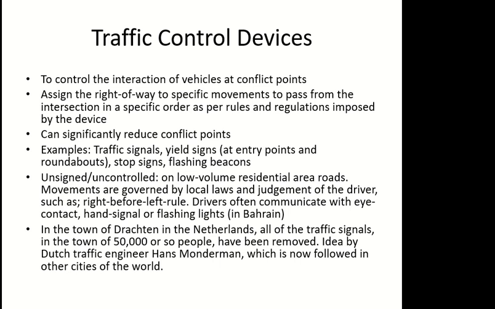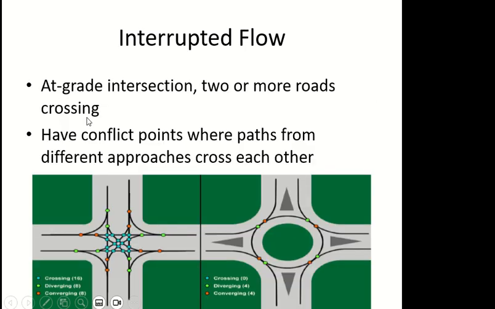So when you use a control device, obviously, as this one shows, the number of conflict points are reduced. It was 32 here, reduced to only 8. So it is only a quarter of the actual number of conflict points.